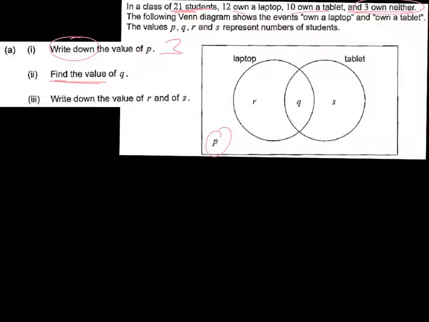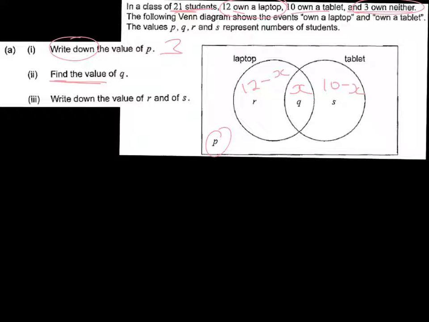Part 2, find the value of Q. Well, Q represents the number of students who have a laptop and a tablet. Now, we don't know what that is, so let's call it X. We do know that there are in total 12 students who own a laptop, so this would make R 12 minus X. And S is the number who own a tablet, which is 10, so this would be 10 minus X.